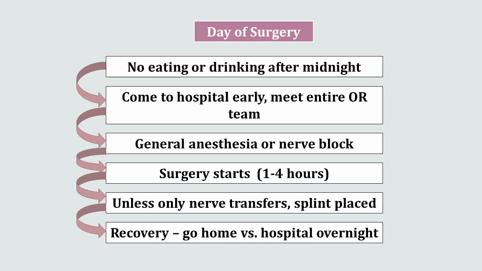General anesthesia refers to a full anesthetic with a breathing tube. Sometimes we can get away with something called a nerve block, where the limb is made numb if there is any sensation there, and there's some light sedation to keep people comfortable and free of intense boredom while we're working. Then surgery starts, and it lasts anywhere from 1 to 4 hours, depending on what we have planned. If only nerve transfers are done, typically just some soft bandages are placed. If anything else is done, like tendon or bone work, then a splint is placed.